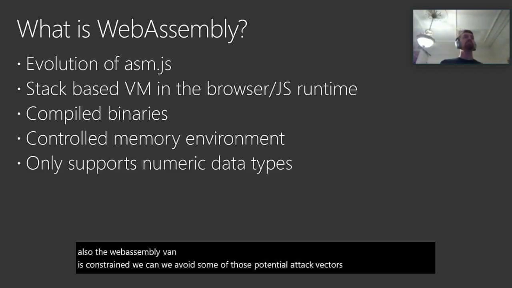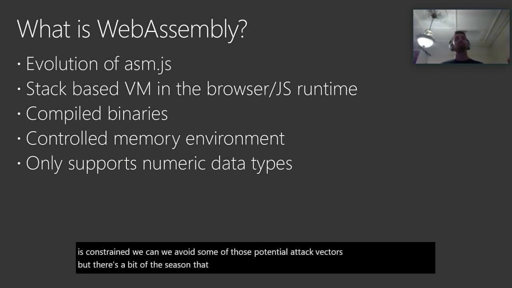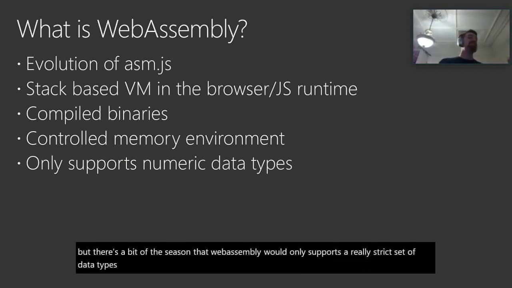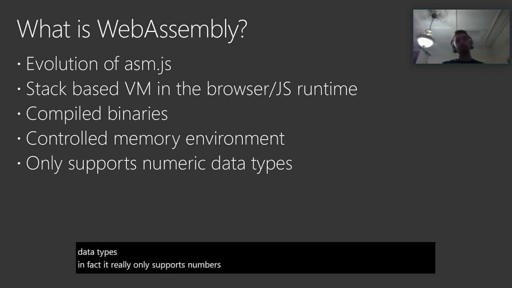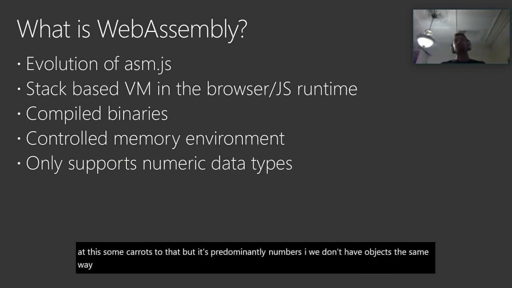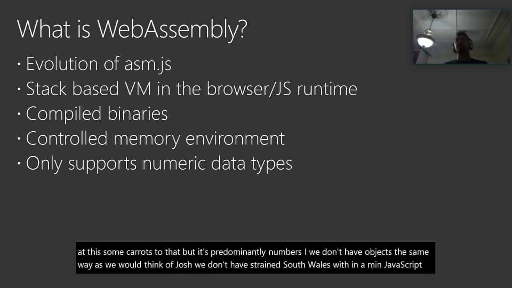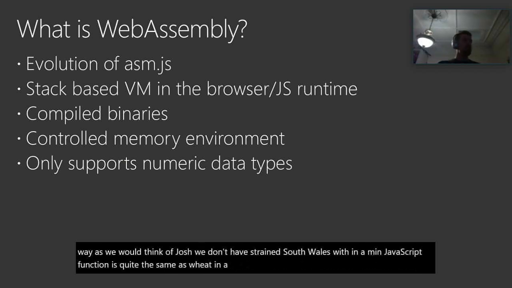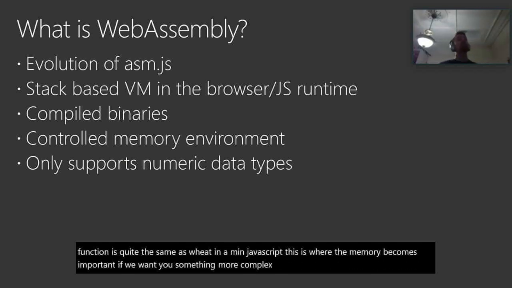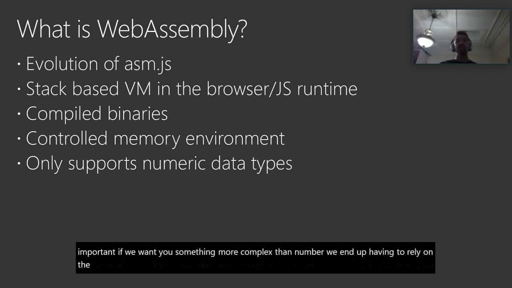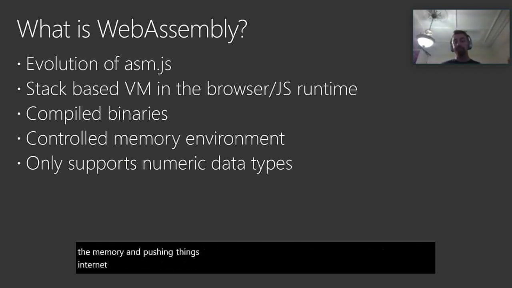But they also made a decision that WebAssembly would only support a really strict set of data types. In fact, it really only supports numbers. There are some caveats to that, but it's predominantly numbers. We don't have objects the same way as we would think of them in JavaScript. We don't have strings the same way, and we don't have functions quite the same way. This is where the memory becomes important. If we want to use something more complex than a number, we end up having to rely on the memory and pushing things into memory to deal with that.